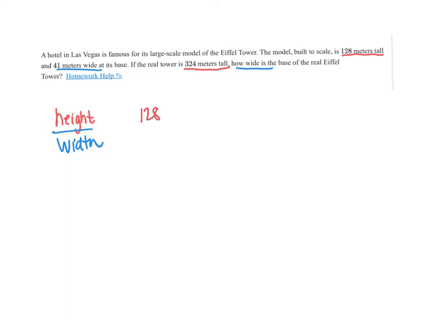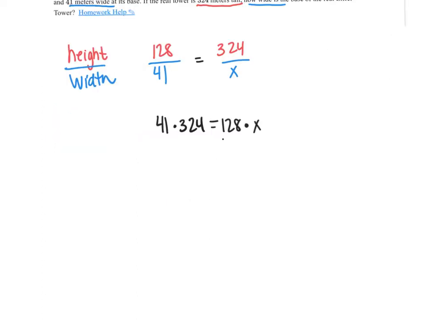So I'm going to set up my fractions as 128 over 41. Those are both off the model, and then the 324 compared to the unknown width of the base that I'm trying to solve for. And then once I get to this step, I can just go ahead and use my cross products property and multiply 41 times the 324 and 128 times x. Then I just need to divide both sides by 128 to find out the width of the real Eiffel Tower.